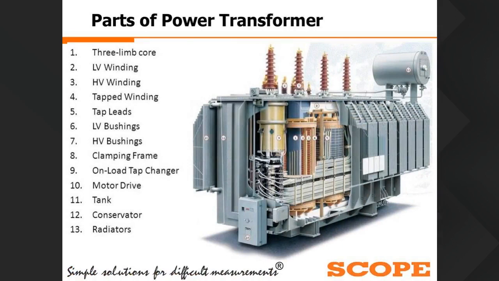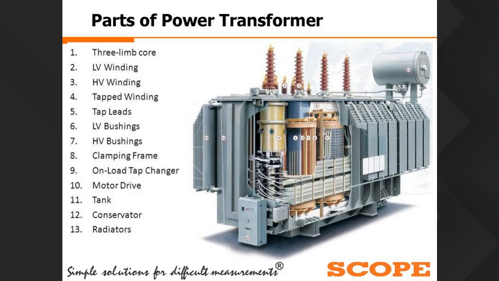As everyone is aware of the parts of the power transformers, here you can see a transformer and all the parts: the core, a 3-limb type core, and somewhere a 5-limb shell type core. Then LV winding, HV winding, then tapped winding for voltage regulation purposes. Then LV bushings, HV bushings, then the on-load tap changer, motor drives to operate the OLTC, then tank, conservator, and radiators.